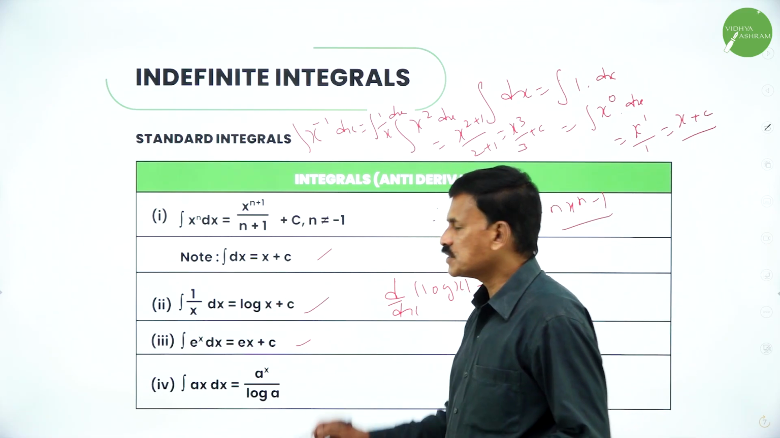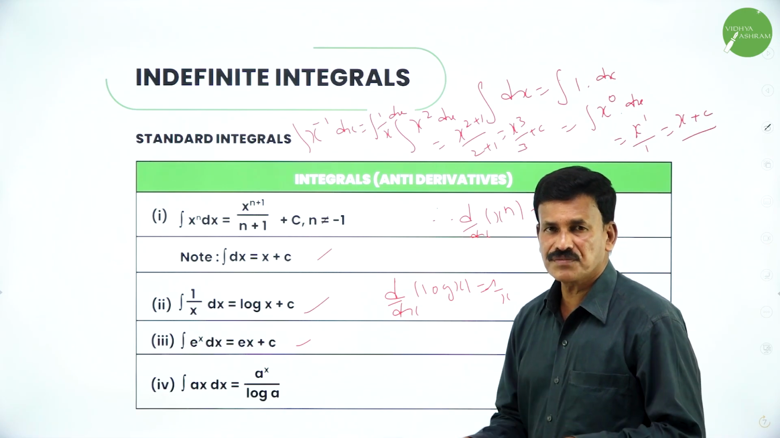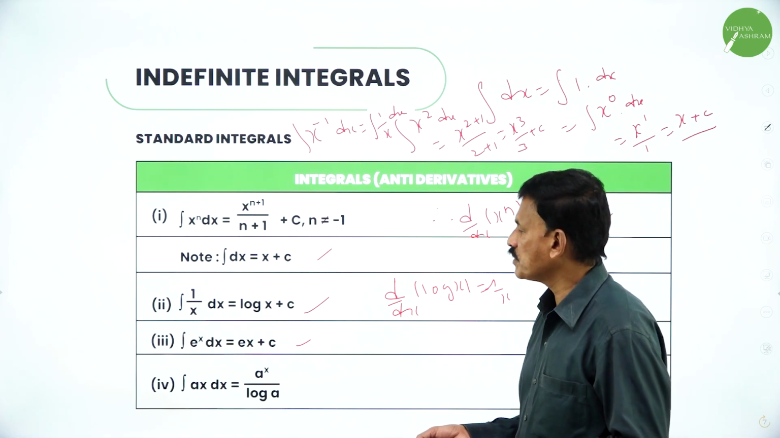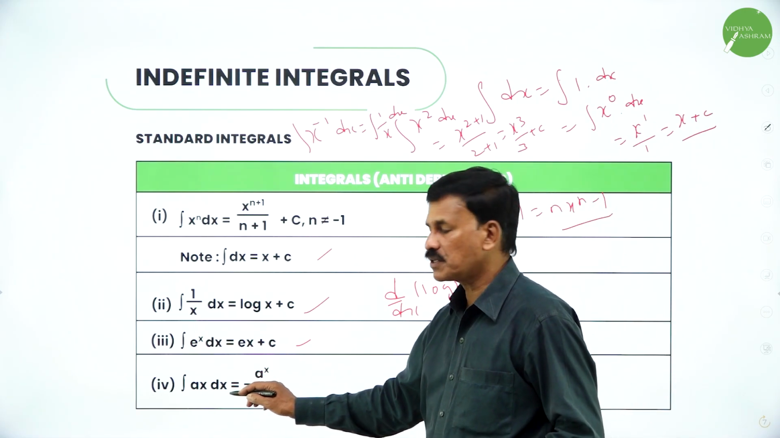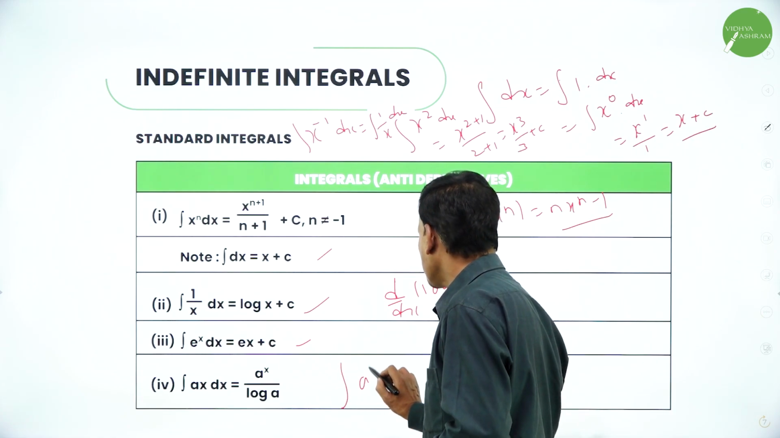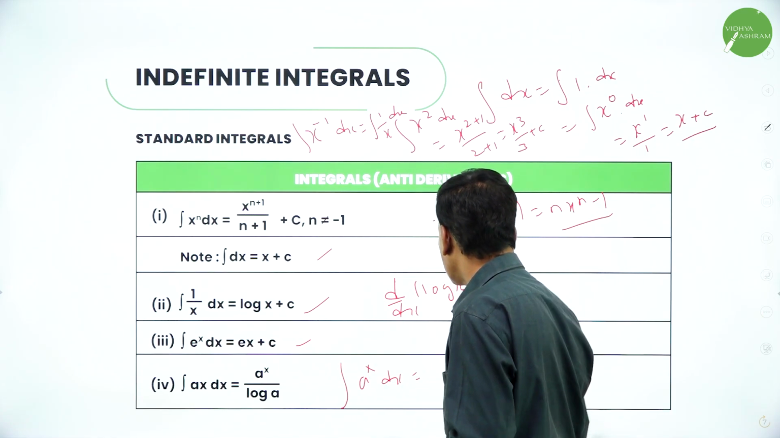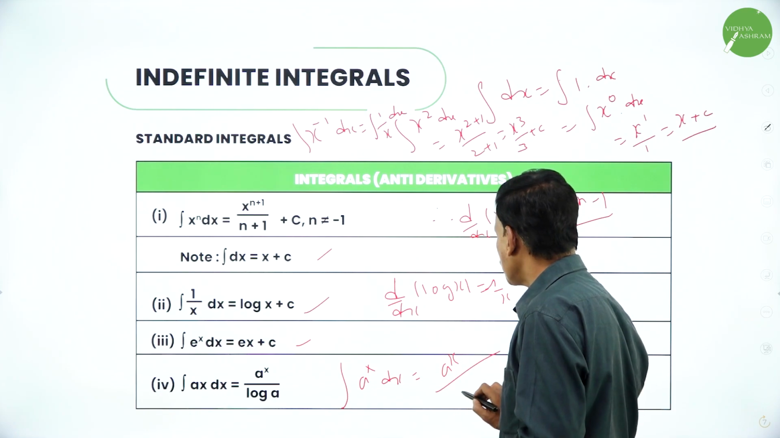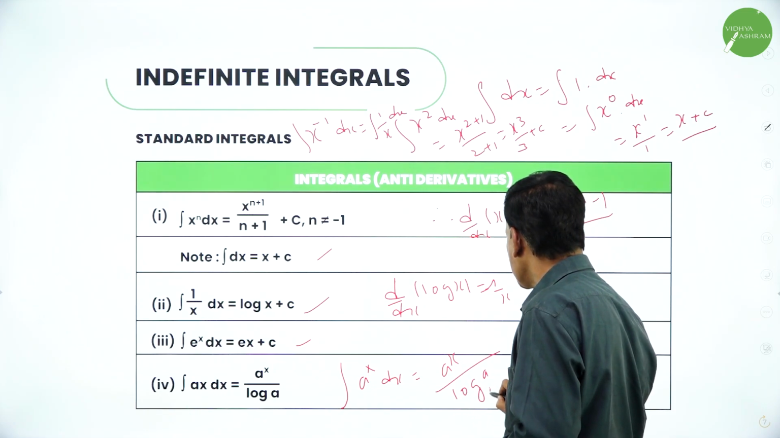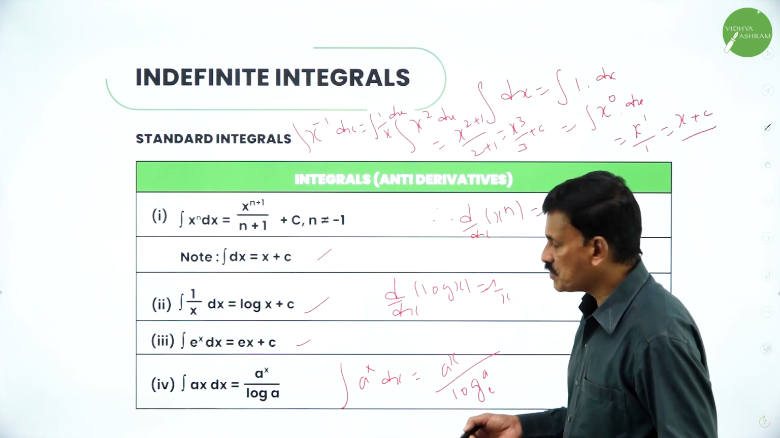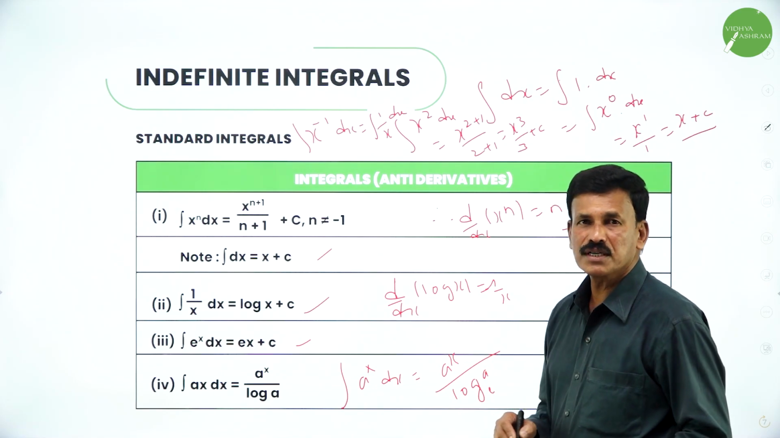Similarly, integration of e raised to x is e raised to x, since the differentiation of e power x is also e power x. Integration of a to the power of x: the integral of a power x dx is always equal to a to the power of x divided by log a to base e, whereas the differentiation of a raised to x is a raised to x into log a to base e.